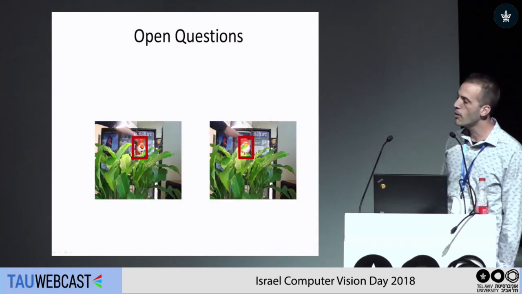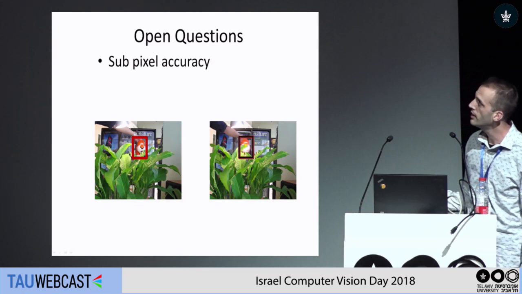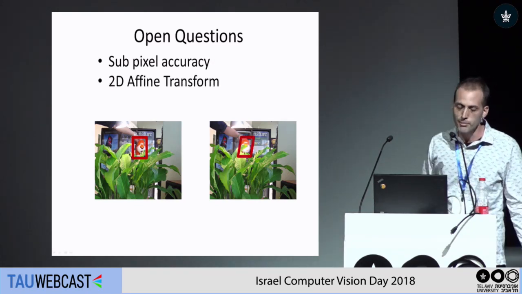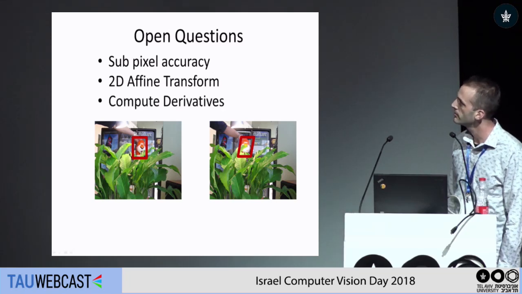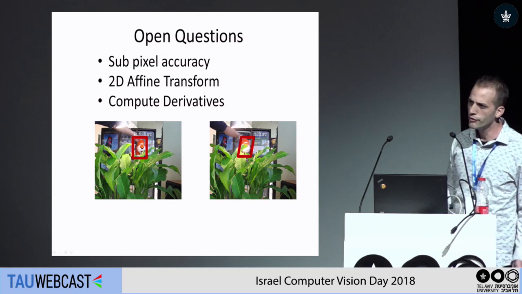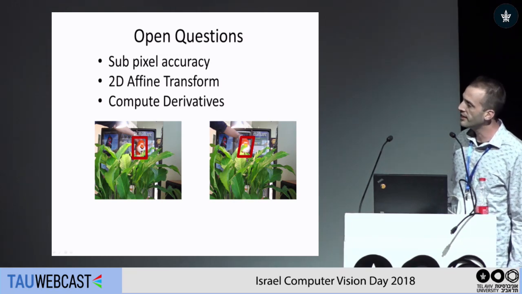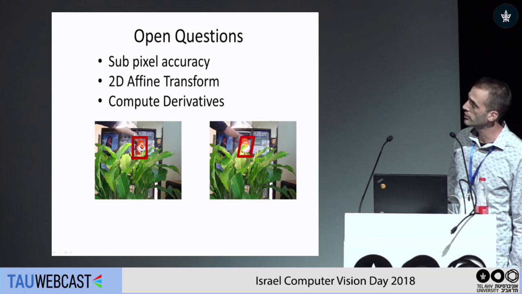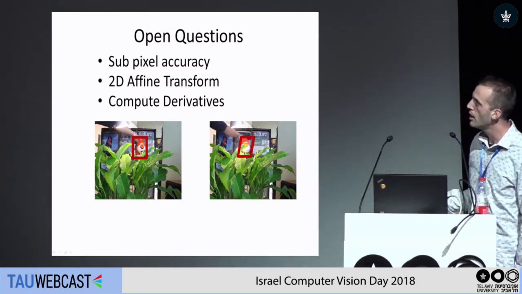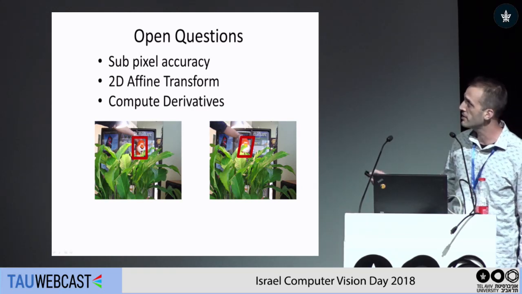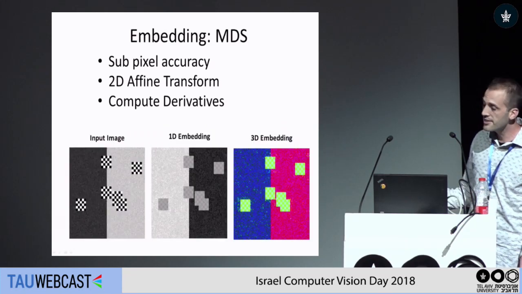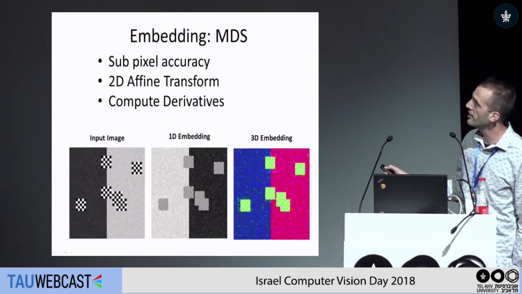Okay, there are still some open questions at this stage, like how do we do subpixel accuracies? What about 2D affine transforms? How do you compute derivatives? So for deep methods, gradient descent is very important, so derivatives are important. Let's say for a method like Lucas-Kanade, where we approximate the Taylor expansion, we need derivatives. And the answer to those questions lies within embedding.